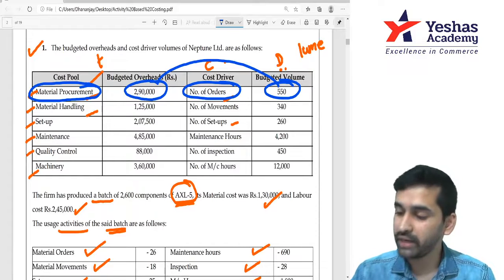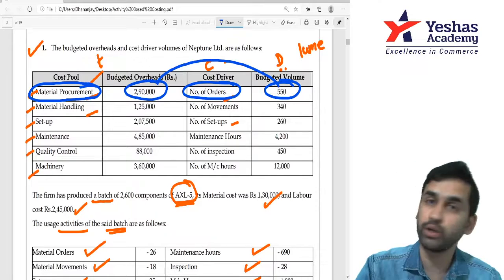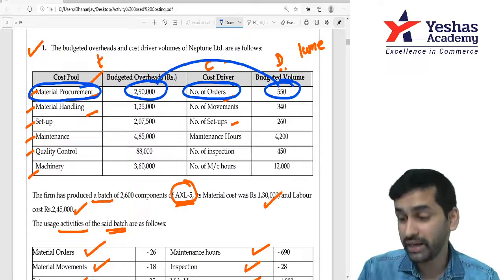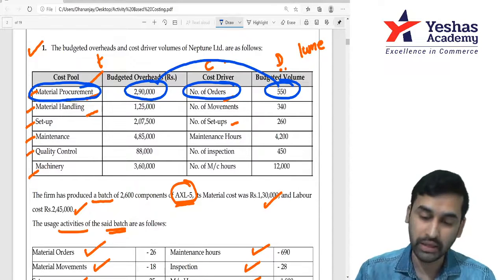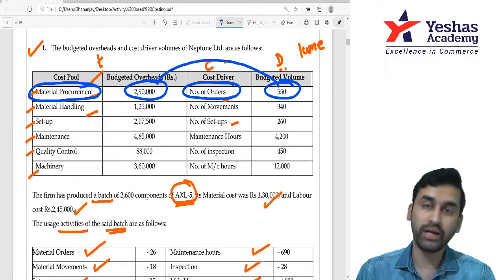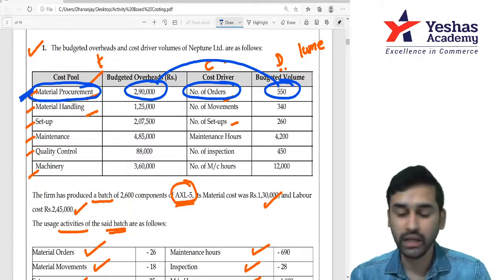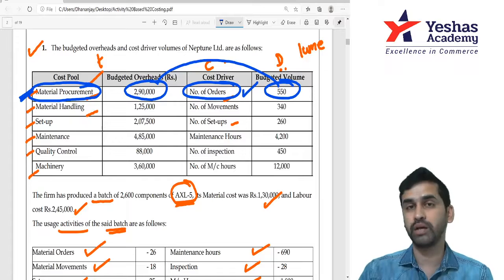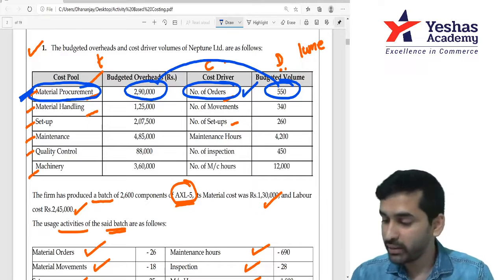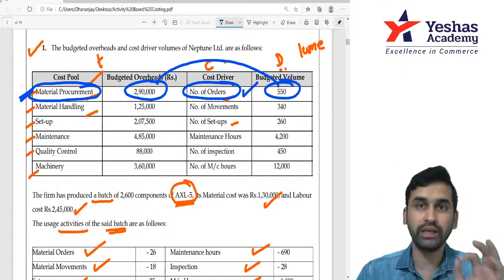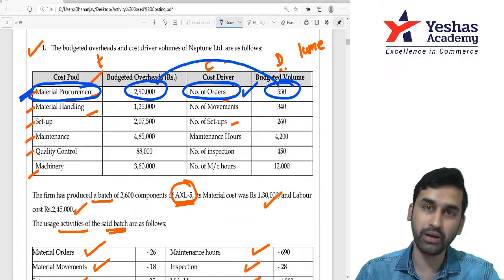I am getting 527.27 rupee. Correct. Now what is 527.27? This is the overhead cost in material procurement activity per order. Are you following? 527.27 rupee is the overhead cost per order.